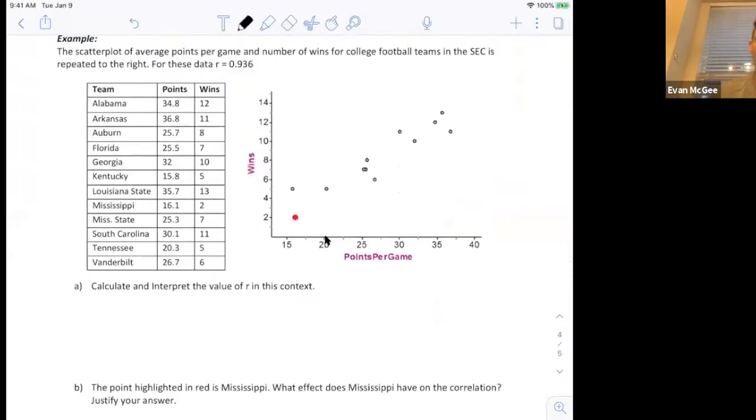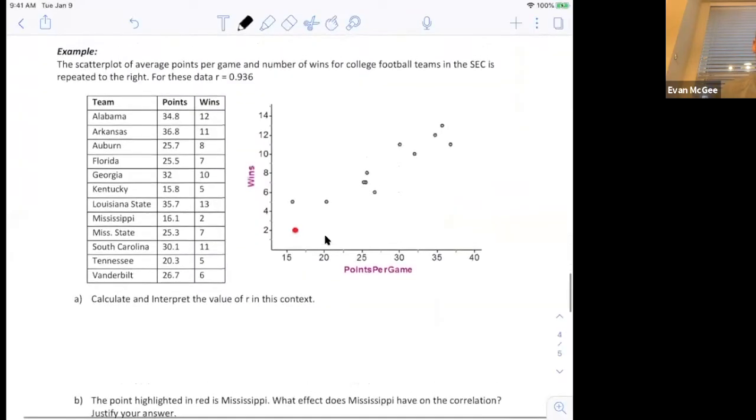So based off of the applet that we just did, I want to look at a data set from the SEC so that we have the team and the number of points on average they scored, and then we have the number of wins they had from the season. So you can see there is a positive, strong relationship in the graph. And I want to teach you first how to calculate what the correlation is.